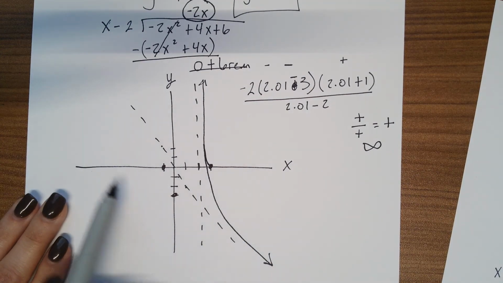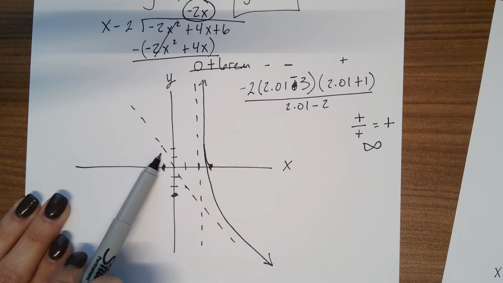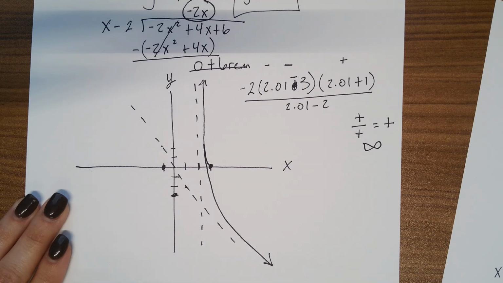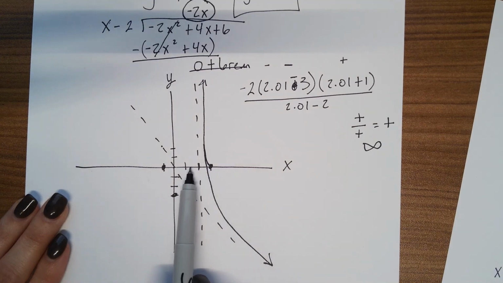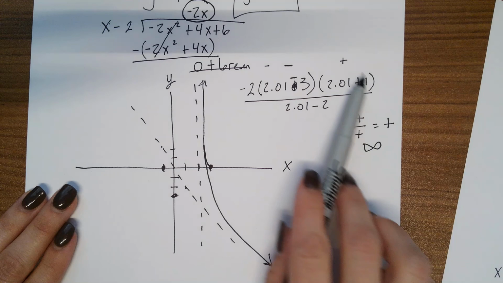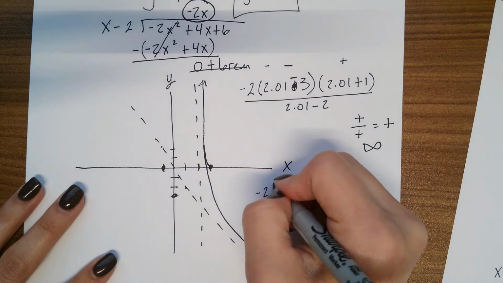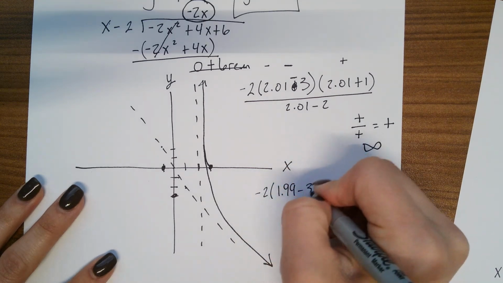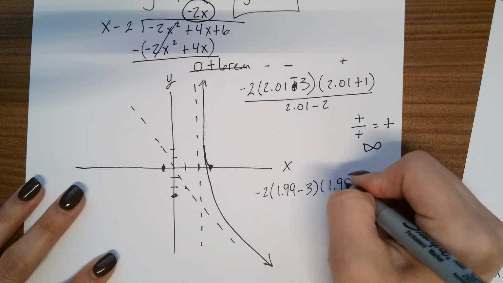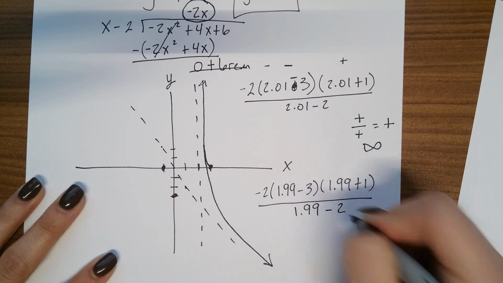All right, so my assumption again on the other side here is that I'm going to skate across very close to my slant asymptote and then go down to negative infinity. But again, I want to kind of validate that. So I'm going to look at the left side of my vertical asymptote. So now something just a little bit smaller than 2. So I'm going to say 1.99. I'm going to plug in that value. Again, I like the factored form and see if I get something negative. So negative 2 times 1.99 minus 3 times 1.99 plus 1 over 1.99 minus 2.